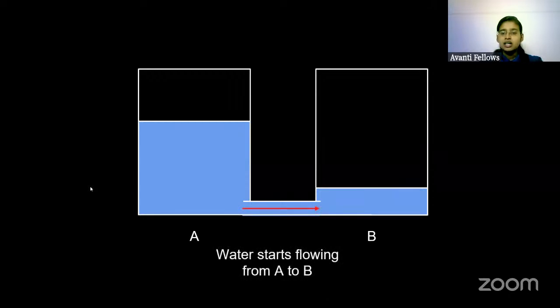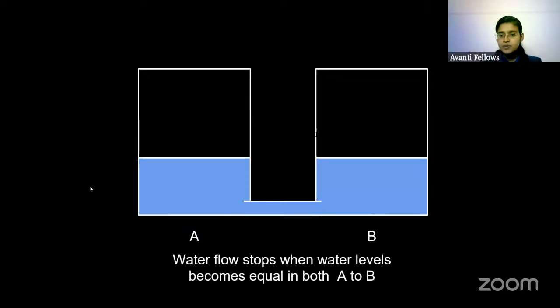Will the water keep on flowing from A to B until A gets empty? No, right? The water flow will stop at one point. Water flow stops when the water levels become equal in both A and B. We call this point the equilibrium point. This process is called the equilibrium process for these two systems.